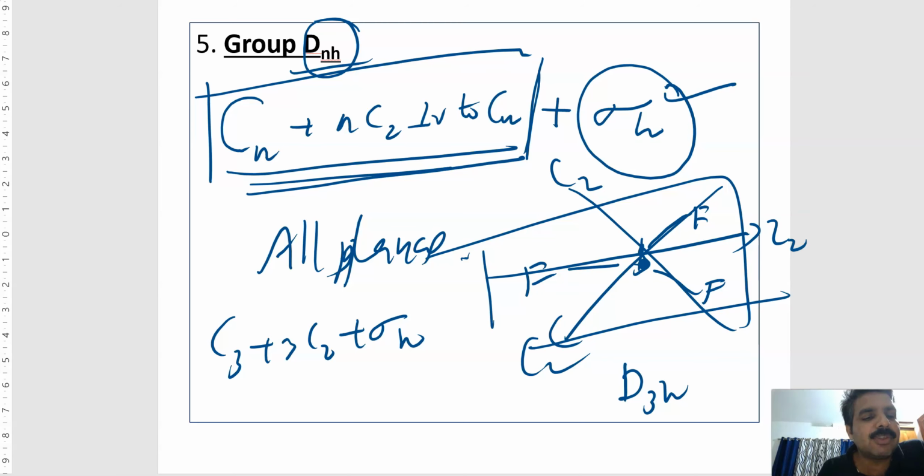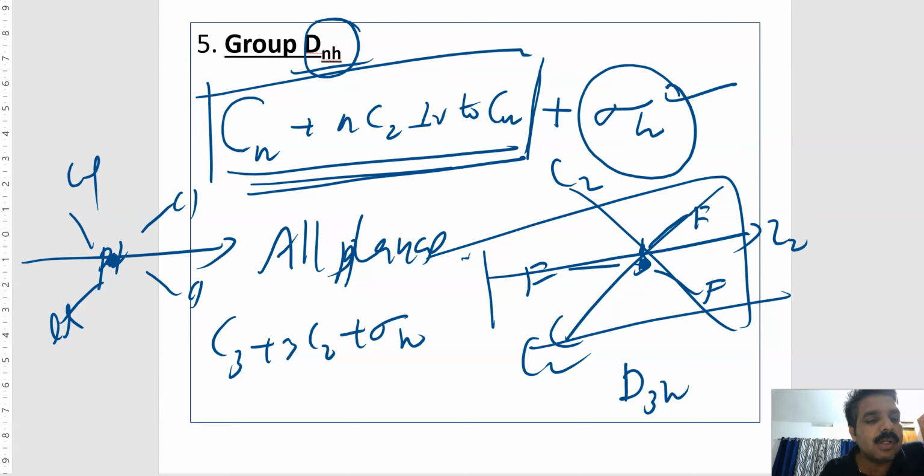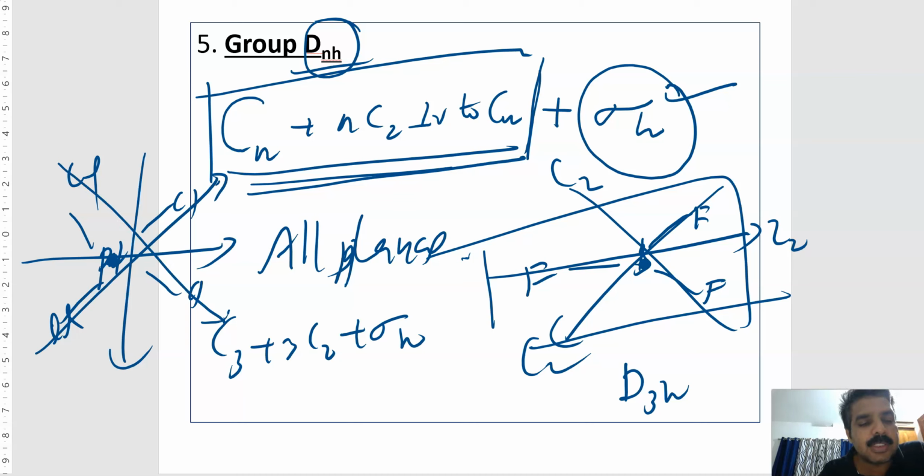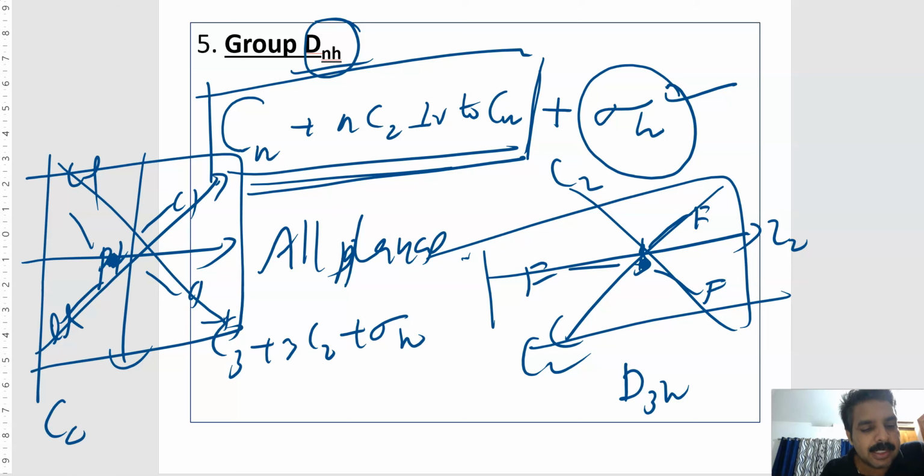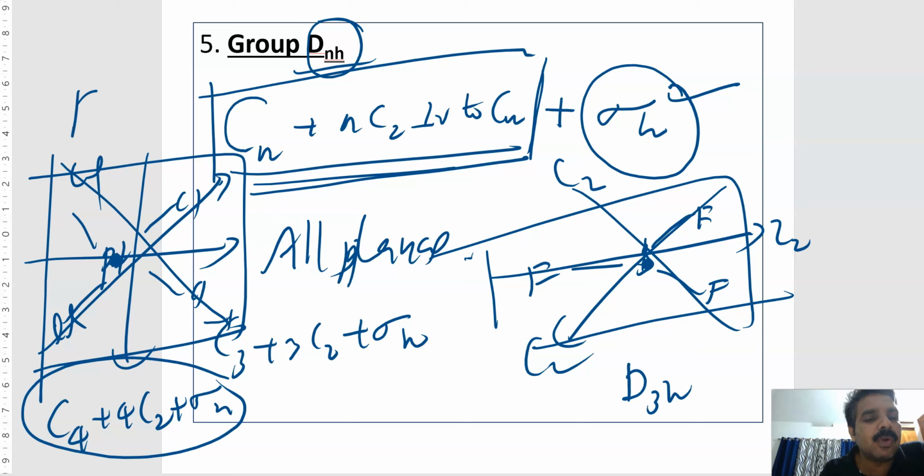Some other examples: PtCl4, a square planar molecule. There is a C4 axis passing through this platinum and perpendicular to this surface, and there are 4 C2 axes. This one C2, another C2 here, another C2 passing through two chlorines, another C2 passing through the other two chlorines. And there is a sigma h plane here. So here there is a C4 and 4 C2 plus sigma h. So this molecule belongs to the D4h point group, and that is the Dnh category.